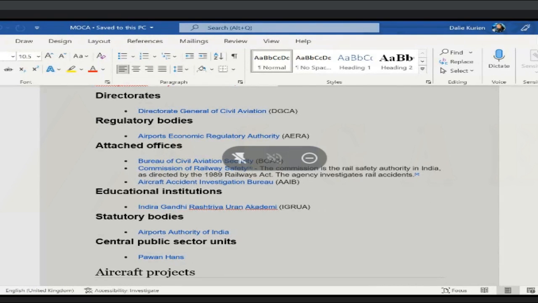Of course, educational institutions: Indira Gandhi Rashtriya Udan Academy, which is totally for pilots. They train pilots. Statutory bodies are those kinds of bodies which implement the rules. They make sure that the airports are following the rules. So the statutory body is the Airport Authority of India. Then you have central public sectors, which is Pawan Hans. It is totally based on central government. So Pawan Hans comes under that.